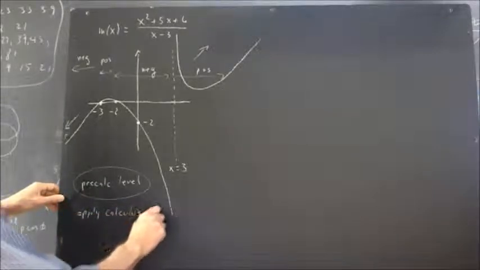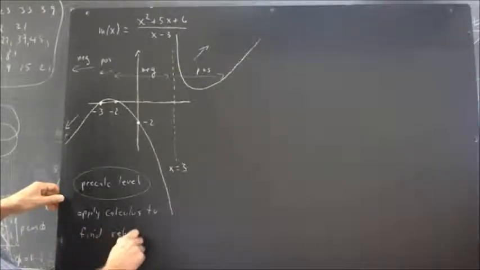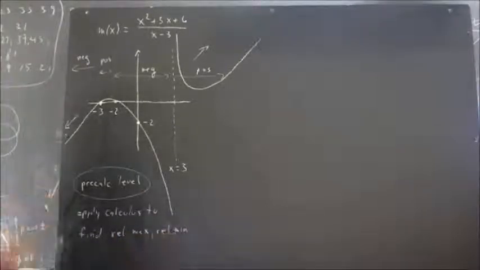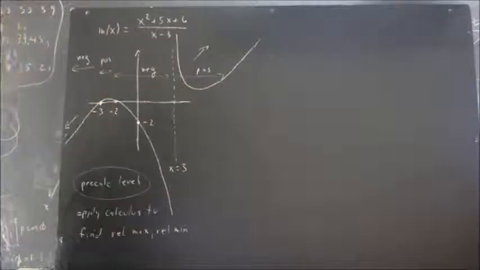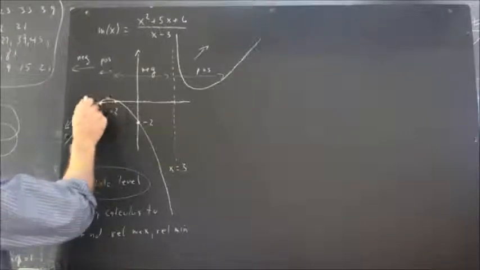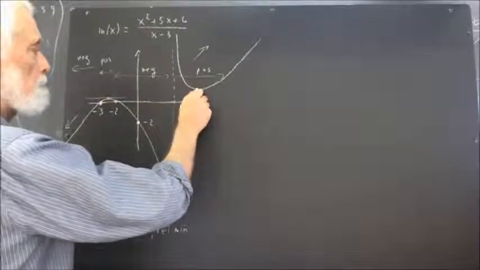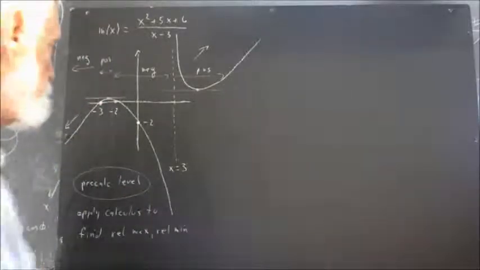Now we're going to apply calculus to find the relative max and relative min. And clearly, we're going to have a relative max and a relative min. We're going to have a relative max here, a relative min here. How's that going to work out? First, let's draw our maximum point and draw our horizontal tangent line.